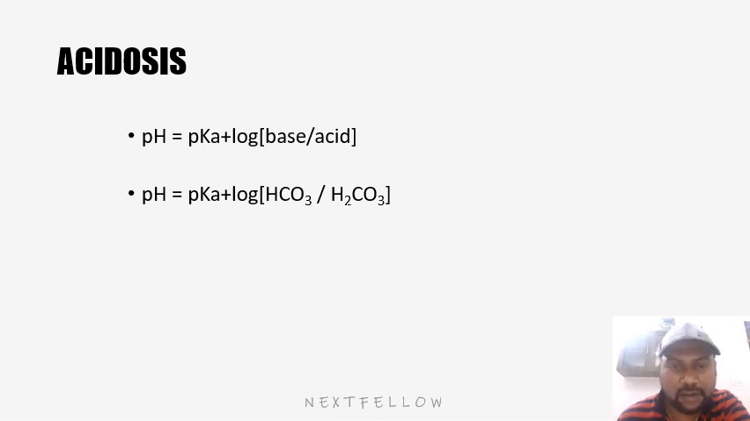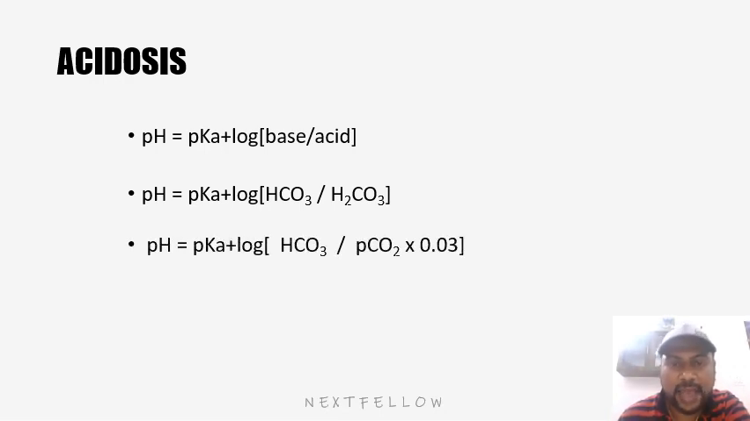When carbon dioxide dissolves in water in the plasma, it reacts with water to form carbonic acid. Normally, around 3% of carbon dioxide will be in the dissolved form to form carbonic acid. So this equation can be further rewritten: instead of carbonic acid, it can be written as PCO2 into 3%, that means 0.003. From this equation, we can easily make out when acidosis can happen.